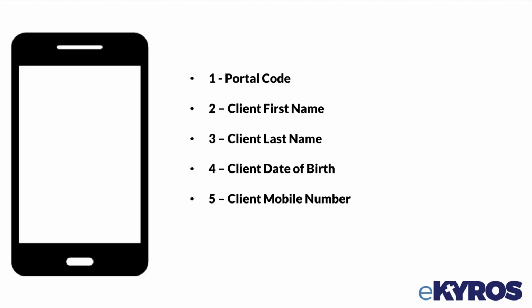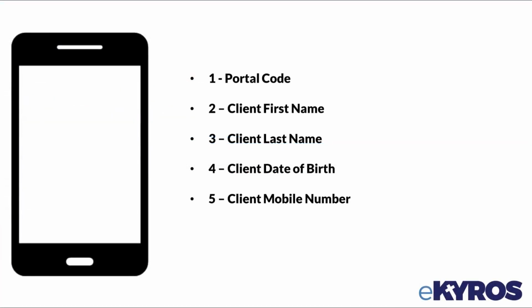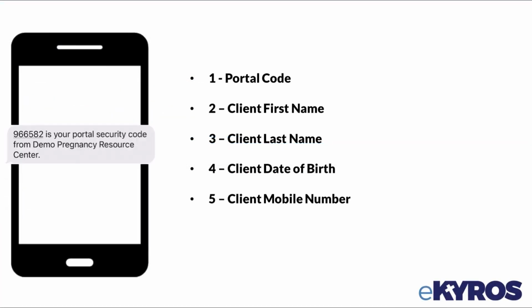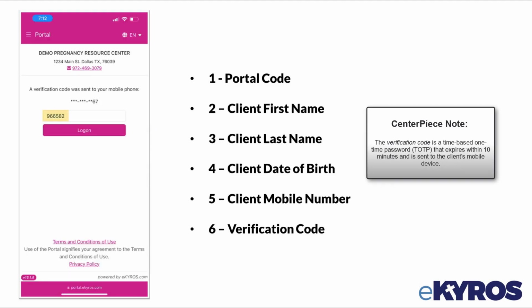The 5th piece of information is the client's mobile phone number, which is stored in their client file in Centerpiece. The client must have a mobile phone number on their client file to be sent this SMS notification. And it's this client's phone number where the 6th piece of information, the verification code, is sent. The verification code is a time-based one-time password, or TOTP, that expires within 10 minutes and is sent to the client's mobile device.